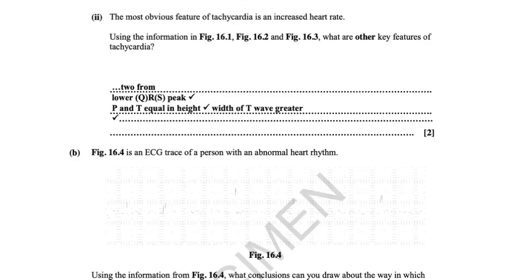So using the information, comparing the different figures on the previous page, what are the other key features of tachycardia? You can have either that the peak with the R wave is lower, or that the P and the Q are equal in height, or that the width of the T wave was greater.